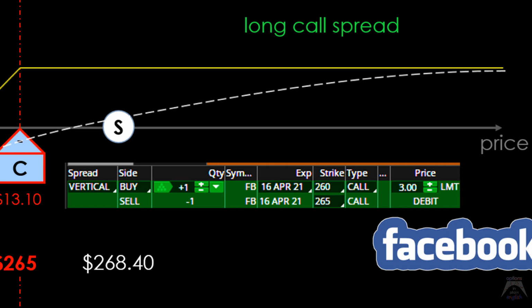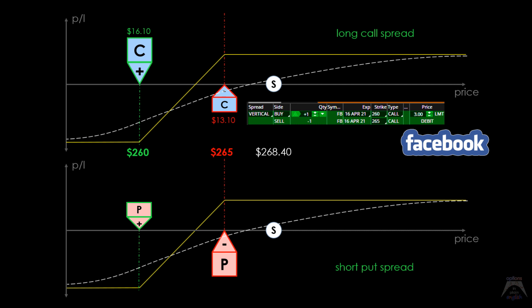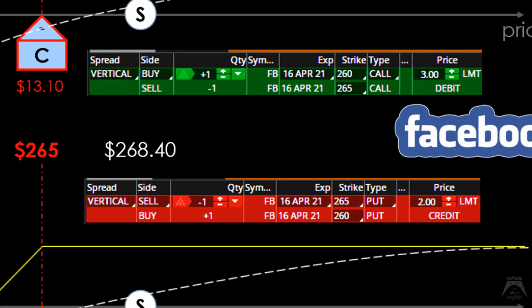Max profit will occur when both options expire in the money, in which case the total value of the spread will be $5. Now, we'll look at the same setup, but for a short put spread, where based on the prices of both the $265 and the $260 strike puts, we can establish it for a credit of $2.